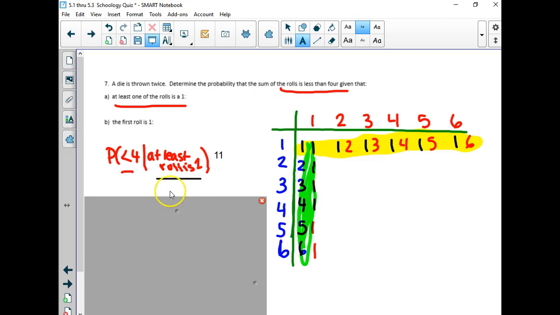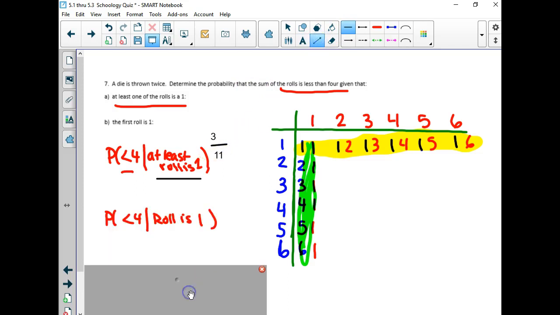Now, out of these options, because the probability now is out of my given, how many are less than, not equal to 4, excuse me, less than 4? There's 1, 2, 3 options where the sum is less than 4. And that's where we get 3 out of 11.